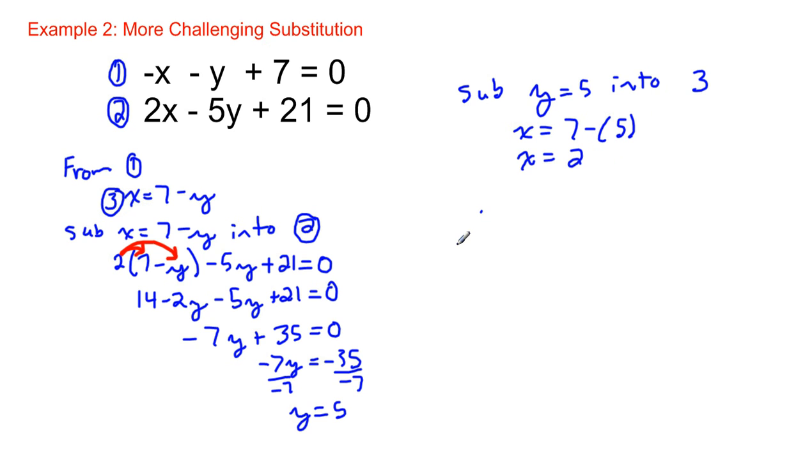I can then conclude by saying, therefore, the solution is, and I'm going to provide it as an ordered pair once again, (2, 5) in parentheses, and my solution is now complete. So that is how you solve by substitution in a more difficult kind of question.